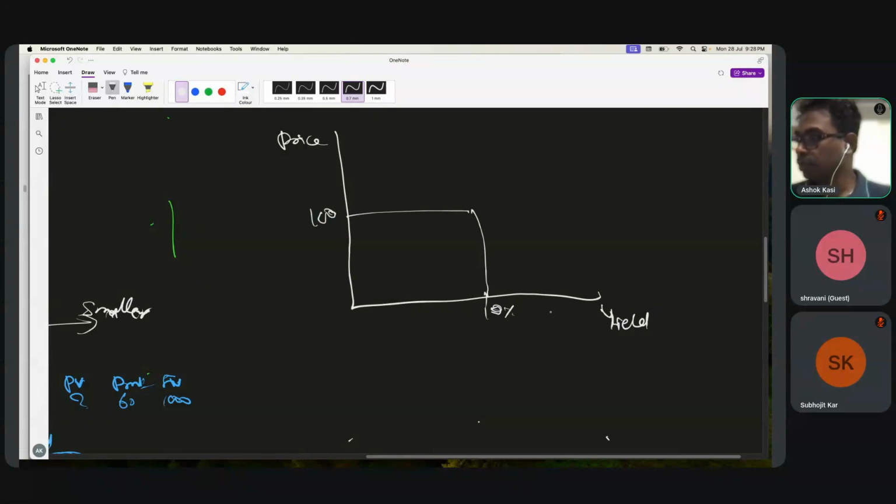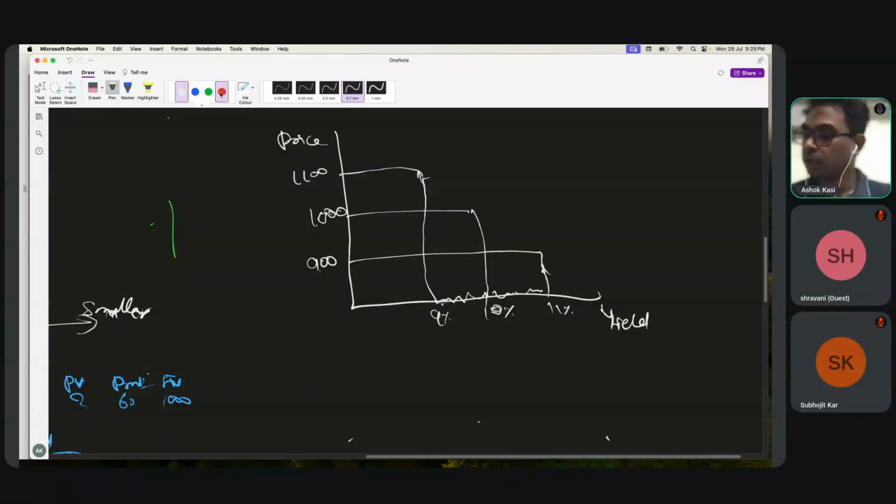Okay. That means when the market rate is 10%, bond price is 1,000. Now when the interest rate goes to 11%, assume roughly the price comes down to 900. Ideally, when the interest rate comes down to 9%, bond price should go up to 1100. However, what happens? It will not go to 1100.